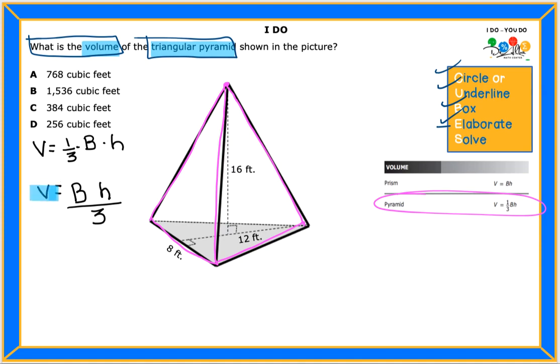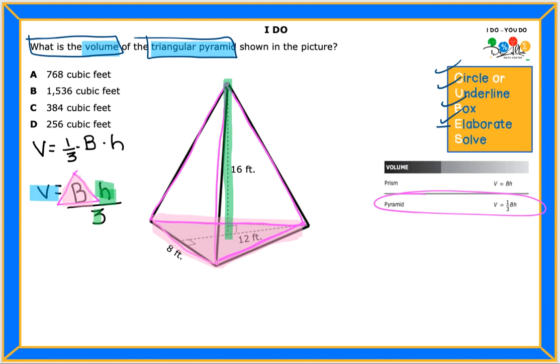So I'm going to say the volume is going to be blue. The area of the base, we're going to put the area of the base in pink. And the area of the base will be finding the area of this triangle in the bottom. And I'm going to put this in pink. So we're going to have to find the area of that triangle on the bottom, and then we're going to have to multiply by the height, which is the distance from the very top towards the base, which in this case is 16, and then we're going to have to divide by 3.